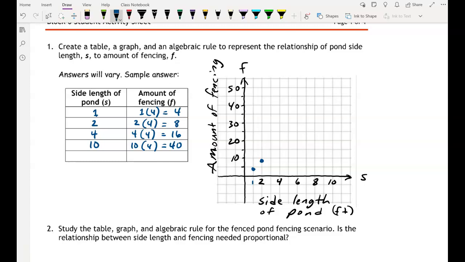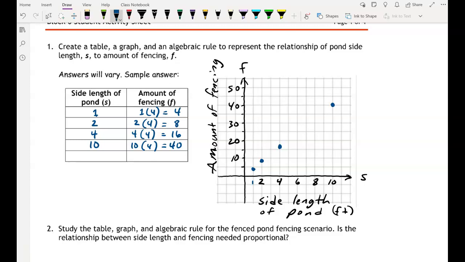4 feet side length of the pond times 4 gives us 16, so we would need 16 feet of fencing. That's about 16 there. I have to estimate in my graph. And if I jumped all the way up to 10 feet on the side length of the pond, I would need 10 times 4, which would be 40.